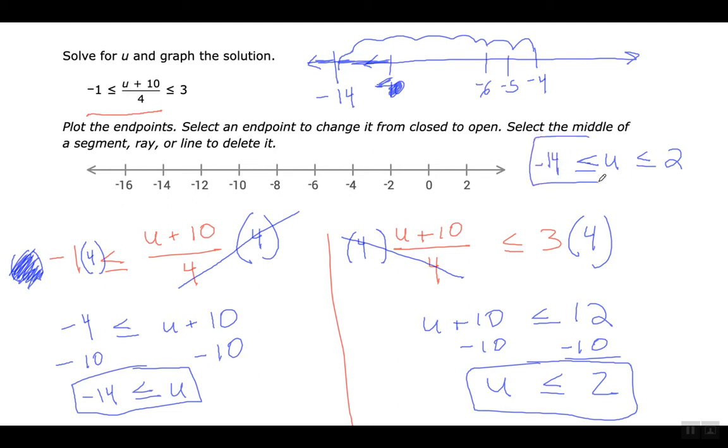So U is a number. You don't know what it is, but it's less than or equal to 2, but greater than or equal to negative 14.